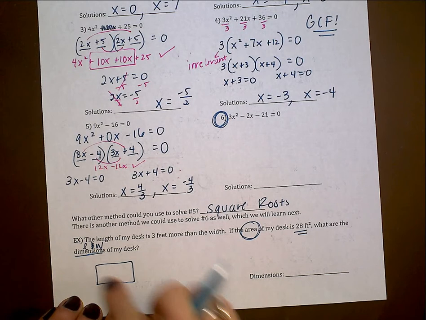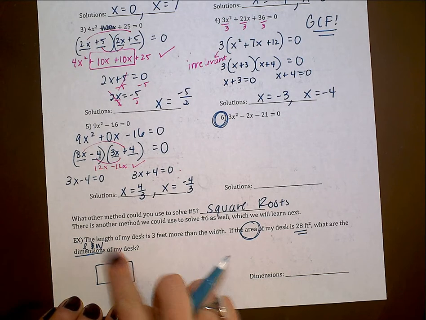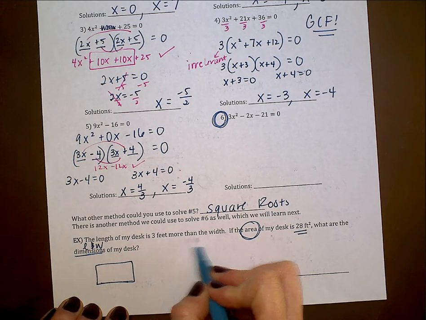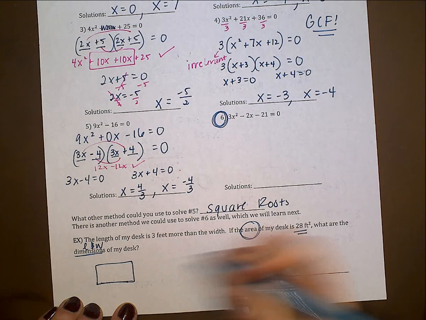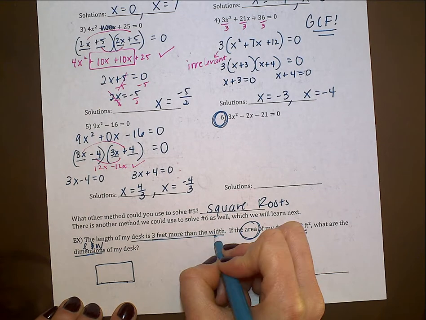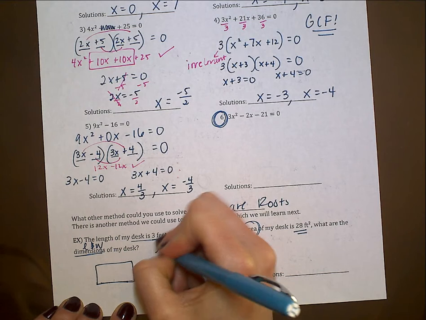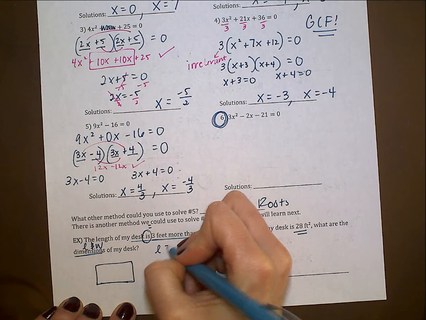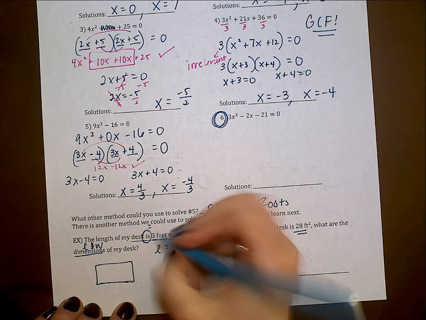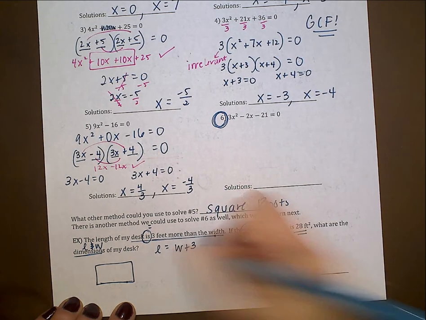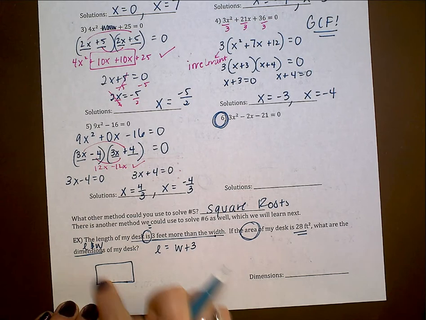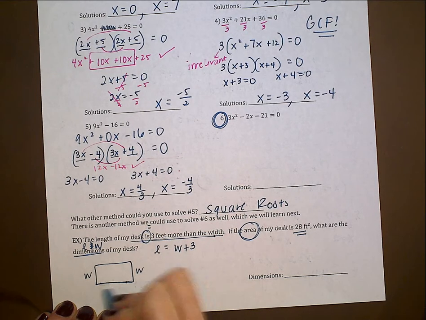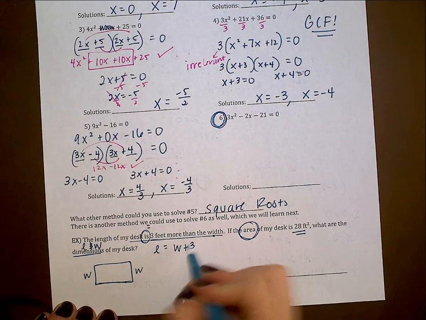First thing I would do is label the picture. So the length of my desk, which would be here, is 3 feet more than the width. So I could rewrite, and I'm going to write an equation from this sentence. The length, so L, means equals. So the length equals 3 feet more than the width, which would be W plus 3. So if I come to my picture here, I'm going to label the width just W. In the length, instead of putting L, I'm going to put what L equals, which is W plus 3.